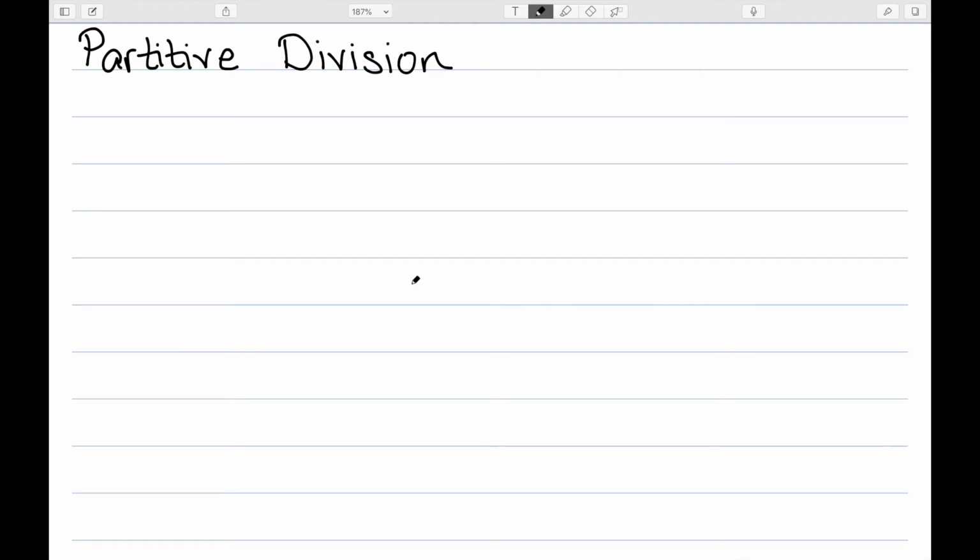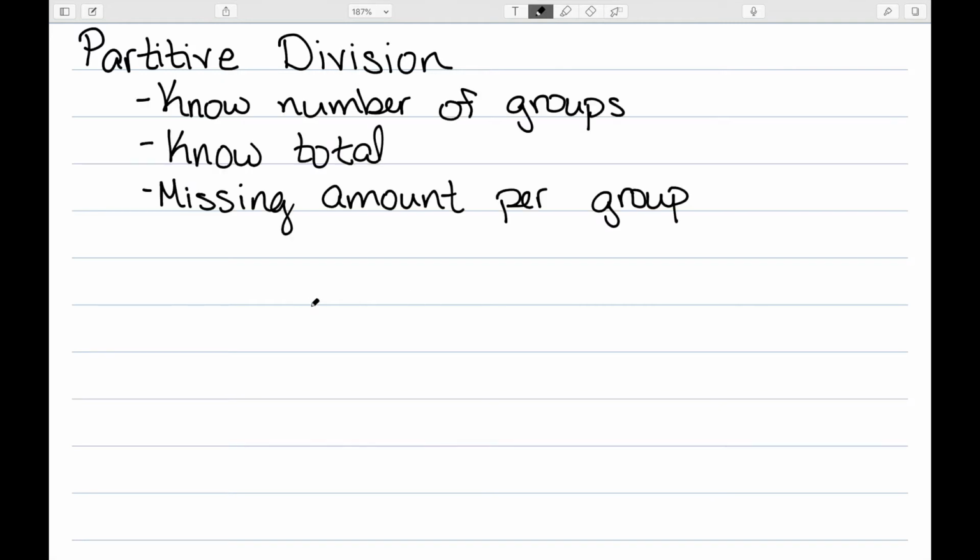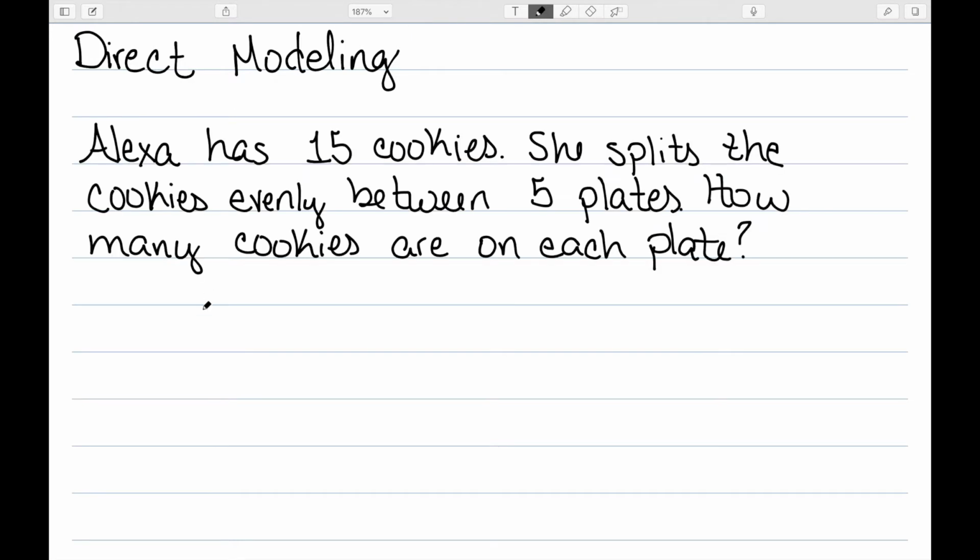In this video, I want to look a little bit closer at partitive division and how students first learn to start solving these problems. As a reminder, partitive division means we know the number of groups and we know the total, but we're missing the amount per group. Let's look at how students solve these partitive division problems using direct modeling. And let's continue with the problem we were dealing with before, where we had 15 cookies evenly between 5 plates.